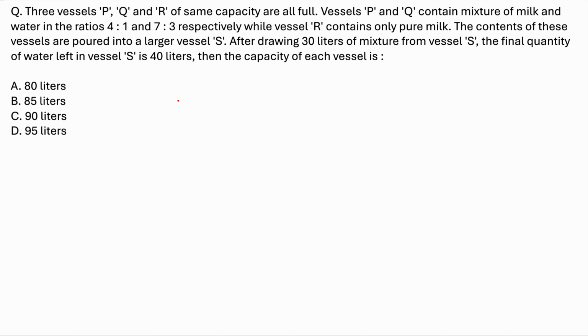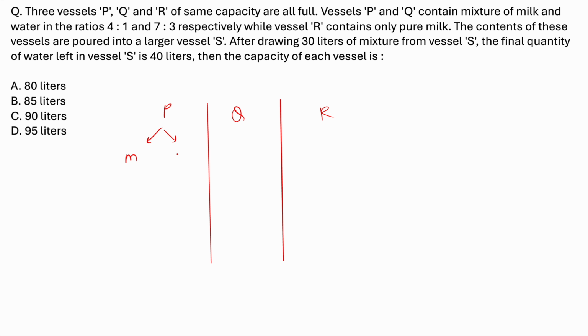Okay, 3 vessels P, Q and R of same capacity are all full. Vessels P and Q contain milk and water. Right, so I'll just write it here. P and Q, they have basically two contents.